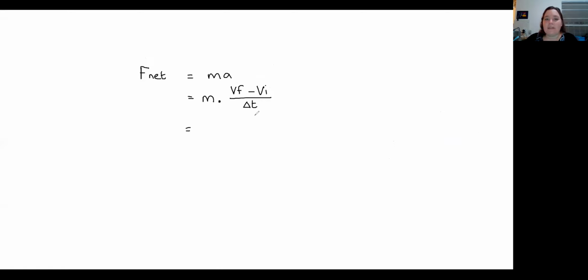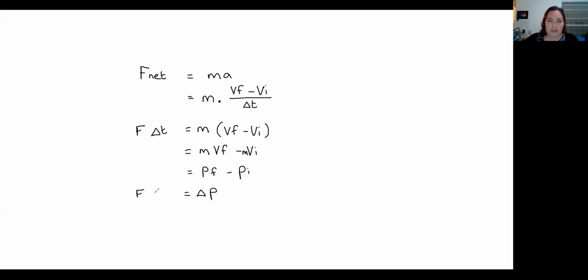Okay? I can then take my change in time across to the other side and drop my F net to just becoming F. It's still the resultant force, but we're just going to say it's the force now. And then I'll have mass, final velocity minus initial velocity. If you wish, you could probably already see that as a change in momentum. If you need me to break it down even further, m v f minus m v i, or p final minus p initial, or the change in momentum. So this equation is a different version of Newton's second law.